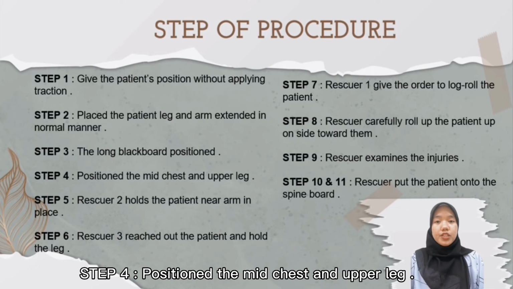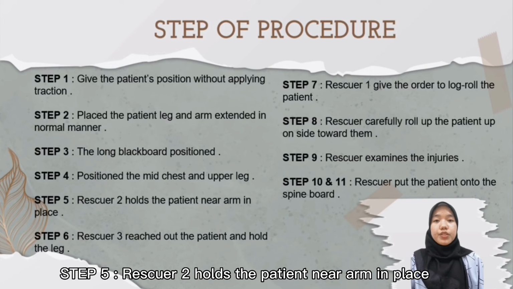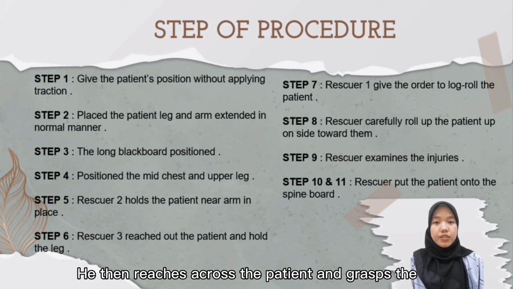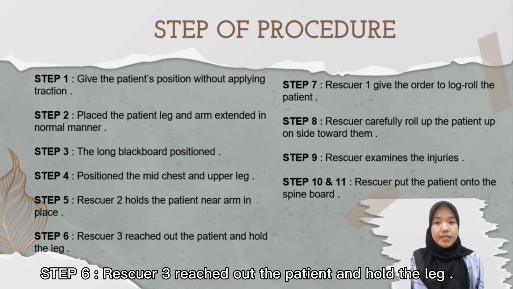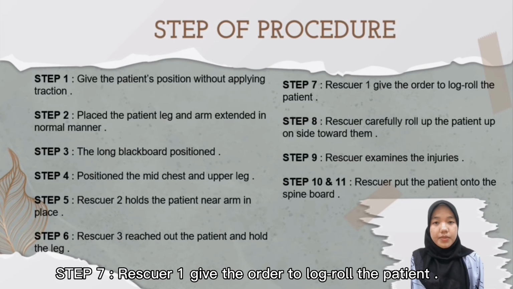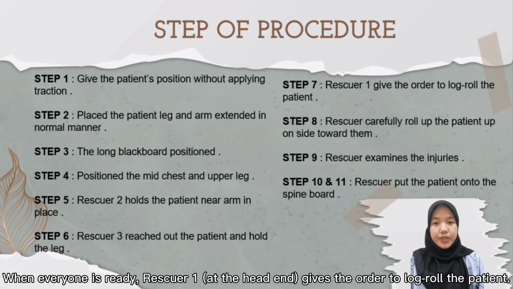Step 4. Position the rescuers at the patient's chest and upper leg. Step 5. Rescuer 2 holds the patient's near arm in place. He then reaches across the patient and grabs the shoulder and the hip, holding the patient's forearm in place. Step 6. Rescuer 3 reaches across the patient and holds the leg. Step 7. Rescuer 1 gives the order to log roll the patient. When everyone is ready, Rescuer 1 at the head gives the order to log roll the patient.